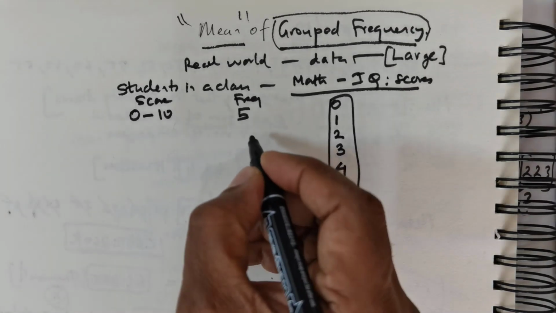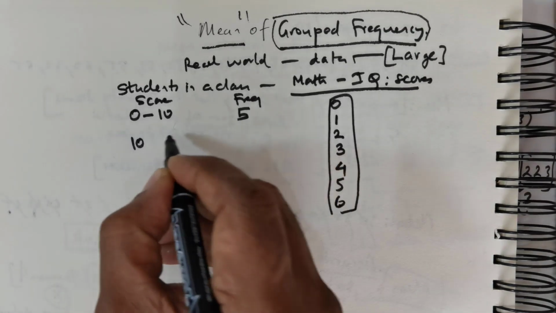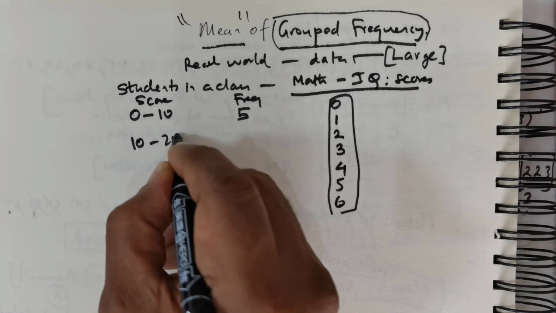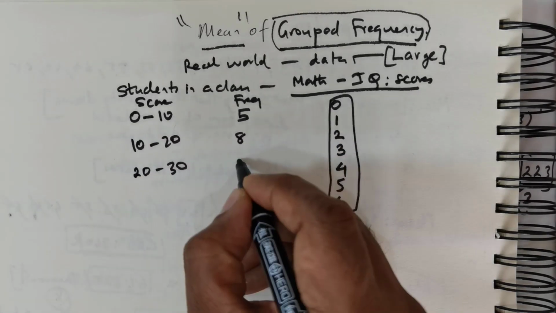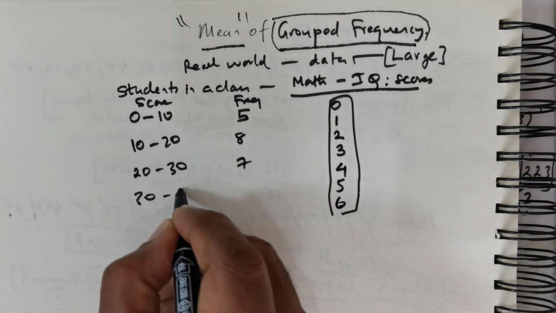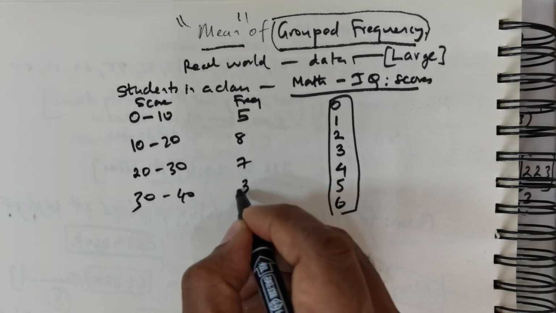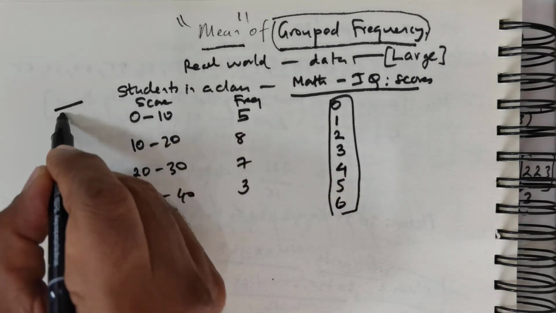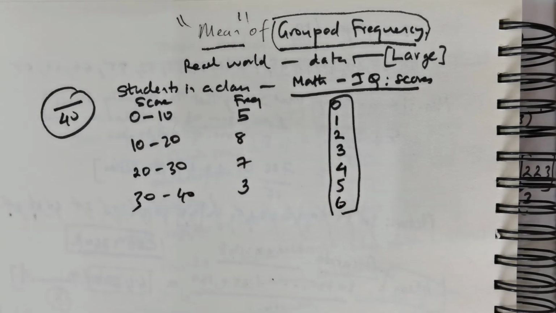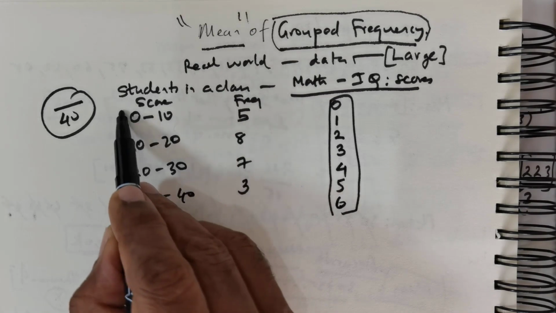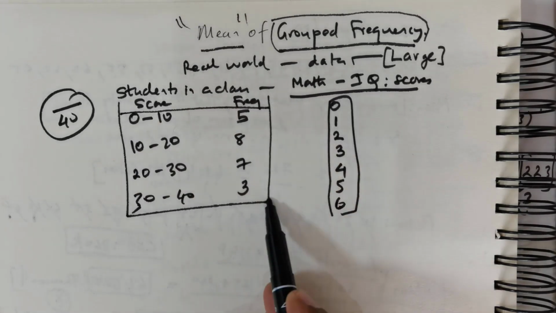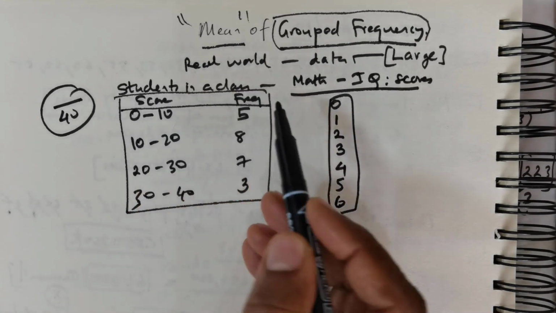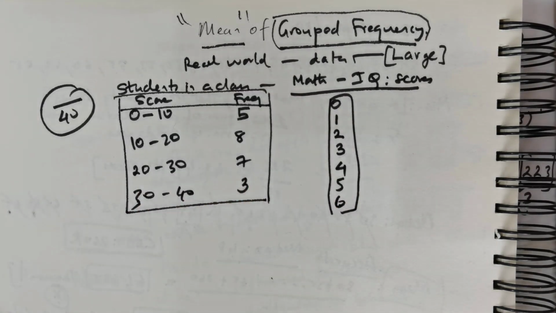So moving on, I hope you have understood that idea. Now between 10 to 20, there are 8 students. Between 20 to 30, there are 7 students, and between 30 to 40 there are 3 students, and 40 is the maximum mark for this particular IQ test. So with this in our hands, we will have to perform the analysis. How are we going to do that?